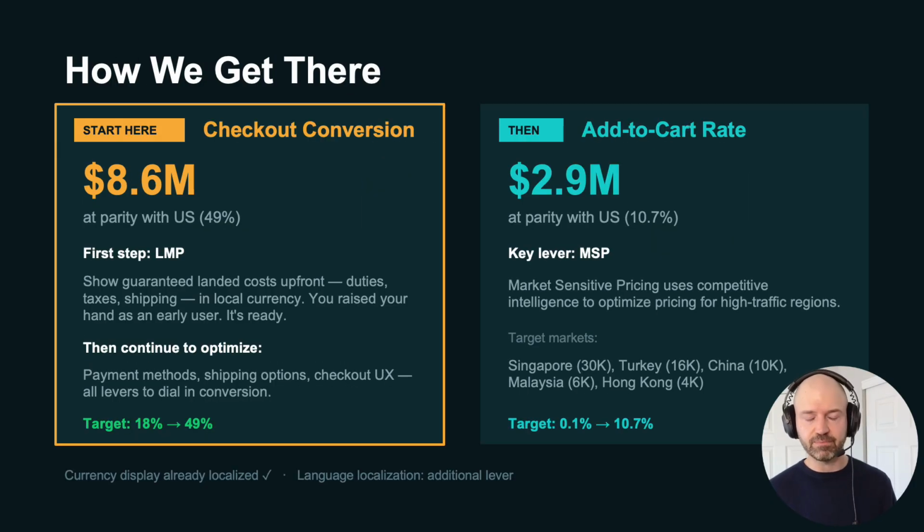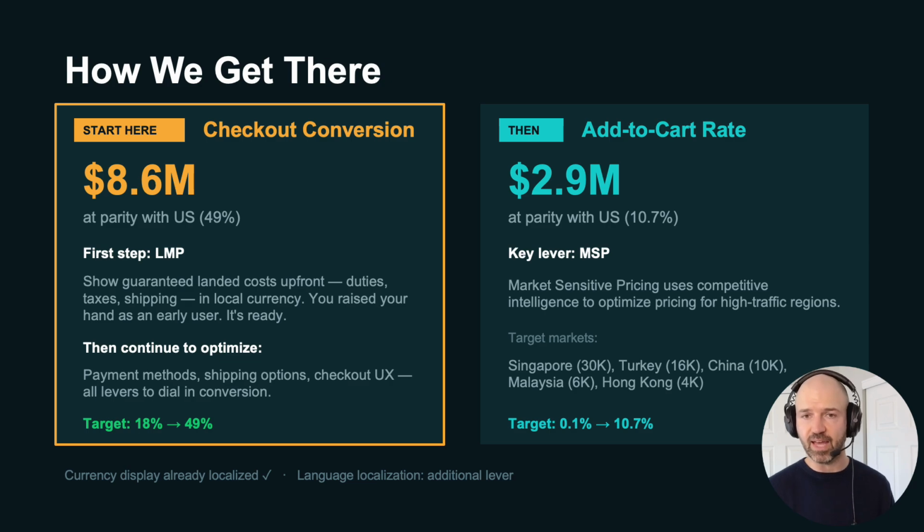So how do we get there? First, let's tackle checkout conversion. That's going to unlock that $8.6 million in latent revenue that we calculated earlier, and the first step to unlocking that is implementing FlavorCloud's LMP, or Localized Market Pricing. This Localized Market Pricing shows guaranteed landed costs up front, inclusive of duties, taxes, and shipping, all in the local currency, so that shoppers aren't going to get sticker shock when they move through the checkout process.